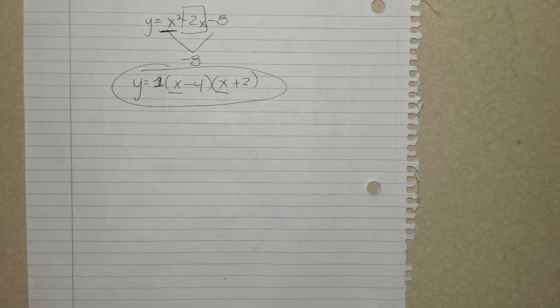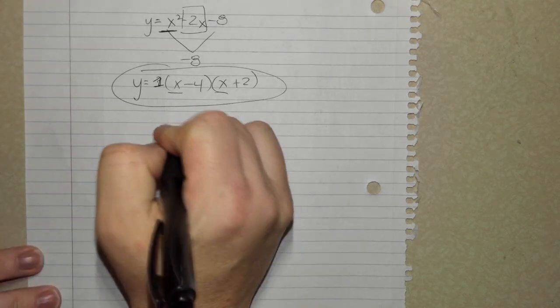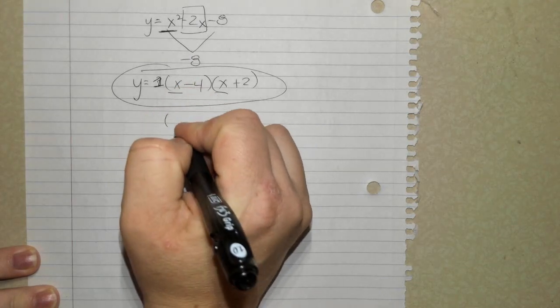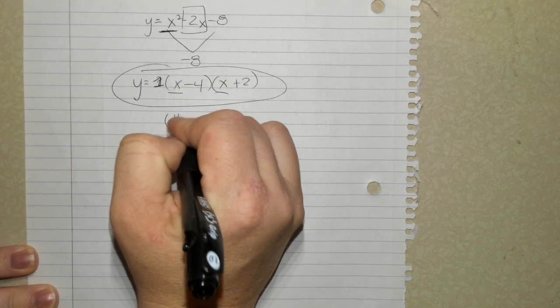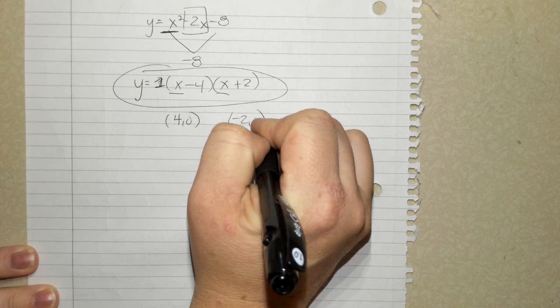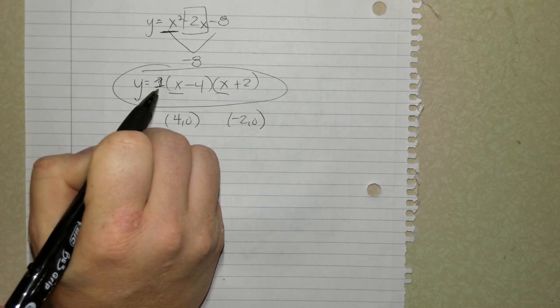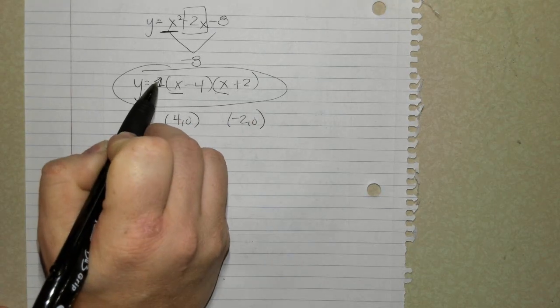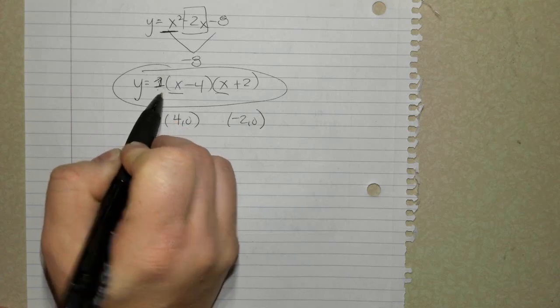Now what does factored form tell us? It tells us three things. It tells me that my solutions, the roots, the x-intercepts would be at (4, 0) and (negative 2, 0). It also tells me that this parabola opens up and that it neither stretches nor compresses. It's the same width as the parent function.